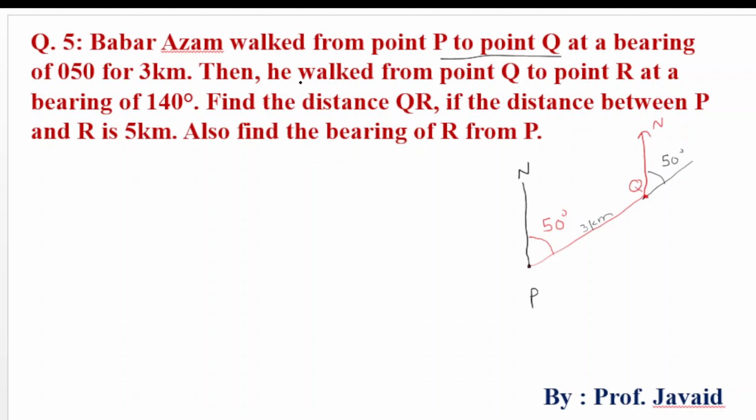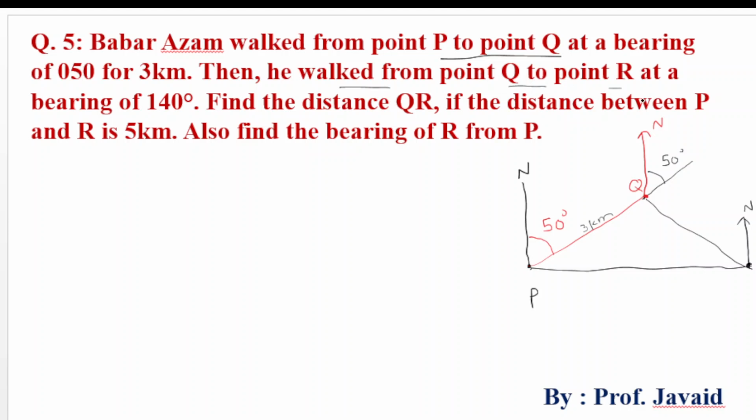Now what did he do? Then he walked from point Q to point R at a bearing of 140, so we can take R here. Let me just join these points. We can draw also North Pole there because mostly we don't need it, but because two angles are already given. Now so this is 140.